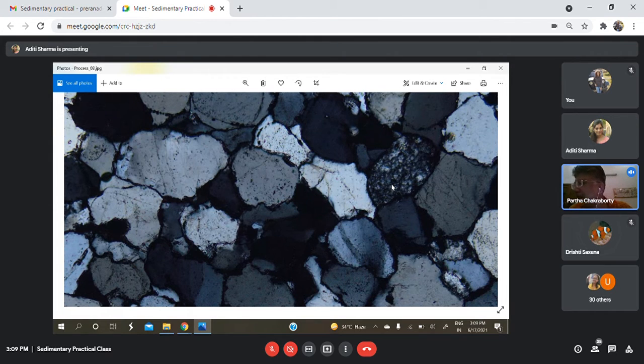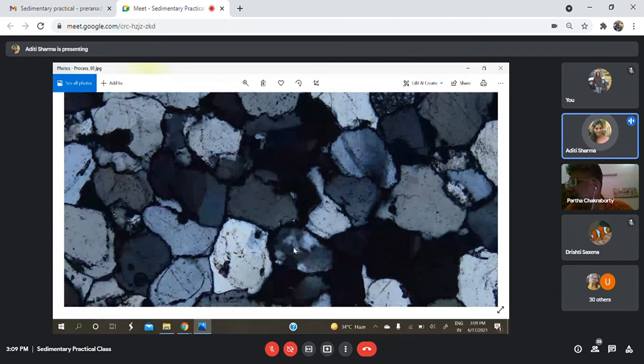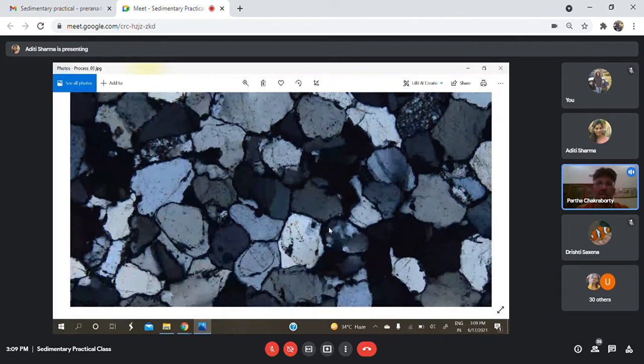So you can see this is a chert fragment. At the same time, there is also a polycrystalline quartz. You can see a polycrystalline quartz here and a chert fragment here. So you can see both side by side, and that is how we differentiate between a chert fragment and a polycrystalline quartz. That is a very good opportunity.